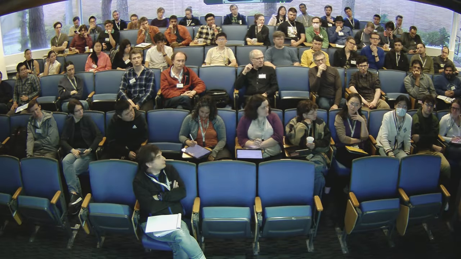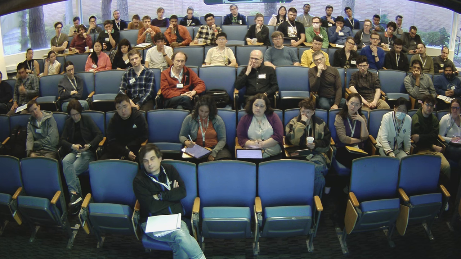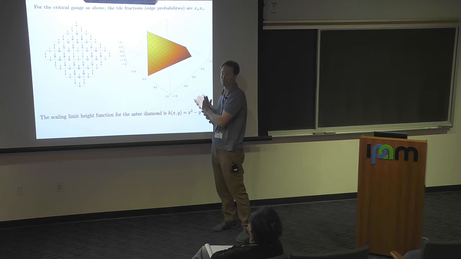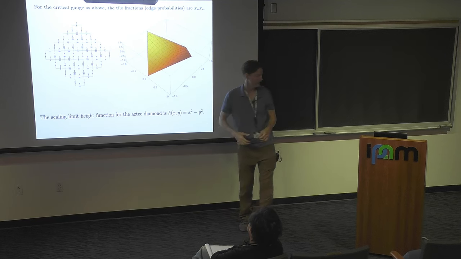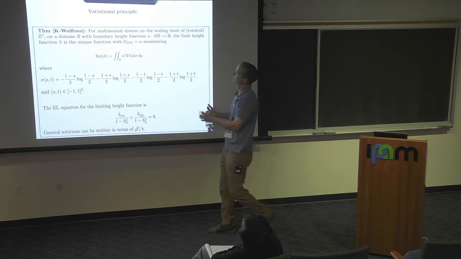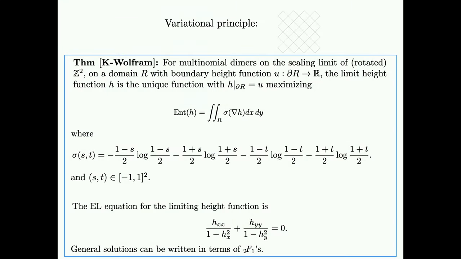Why is the height function harmonic? Yeah, well, that's just an accident. Apparently, that's just an accident. If you change the region or the height function along the boundary, it will not be harmonic. In fact, there's an equation. There's an associated variational principle going on here, which is a little more complicated to explain, but let me try. So suppose we are interested in the multinomial dimer model on the scaling limit, just like in the previous picture of Z2, of some region in Z2.